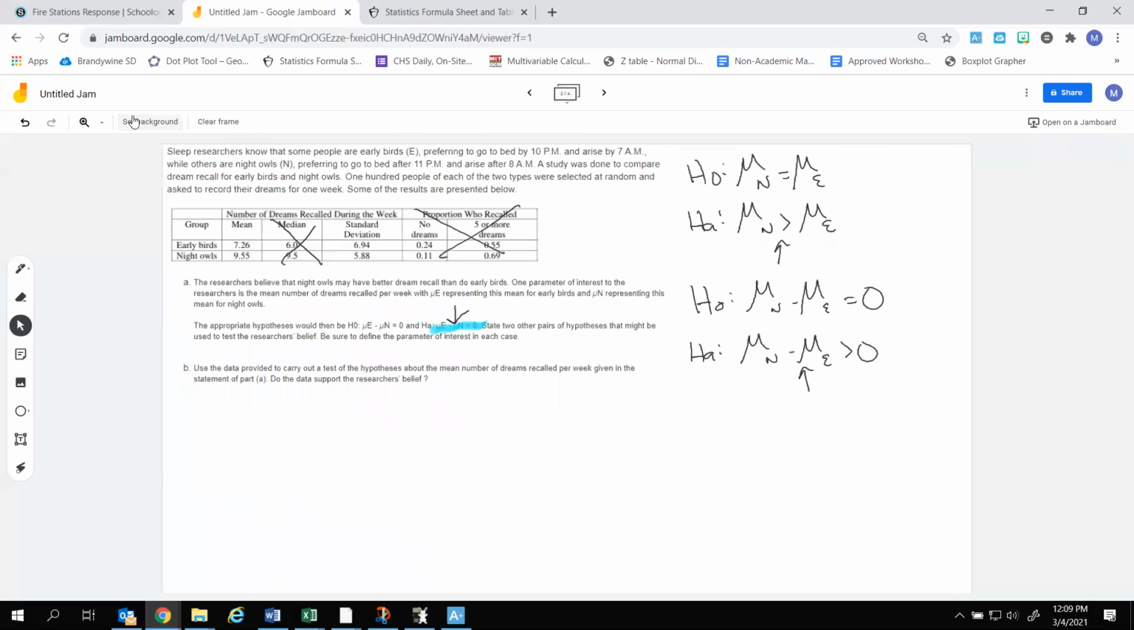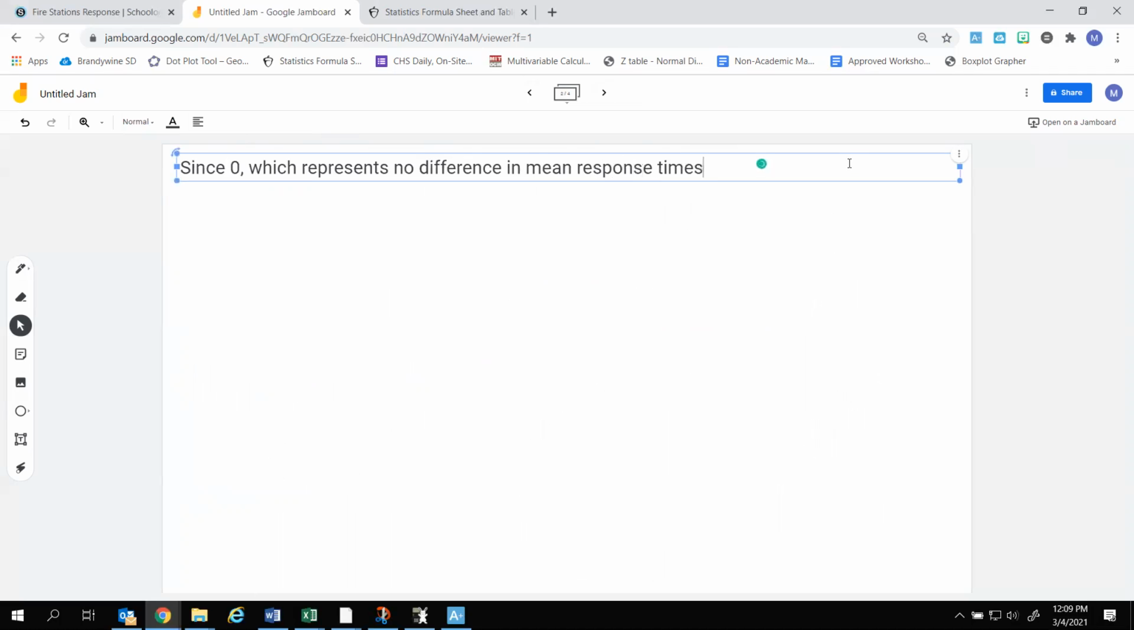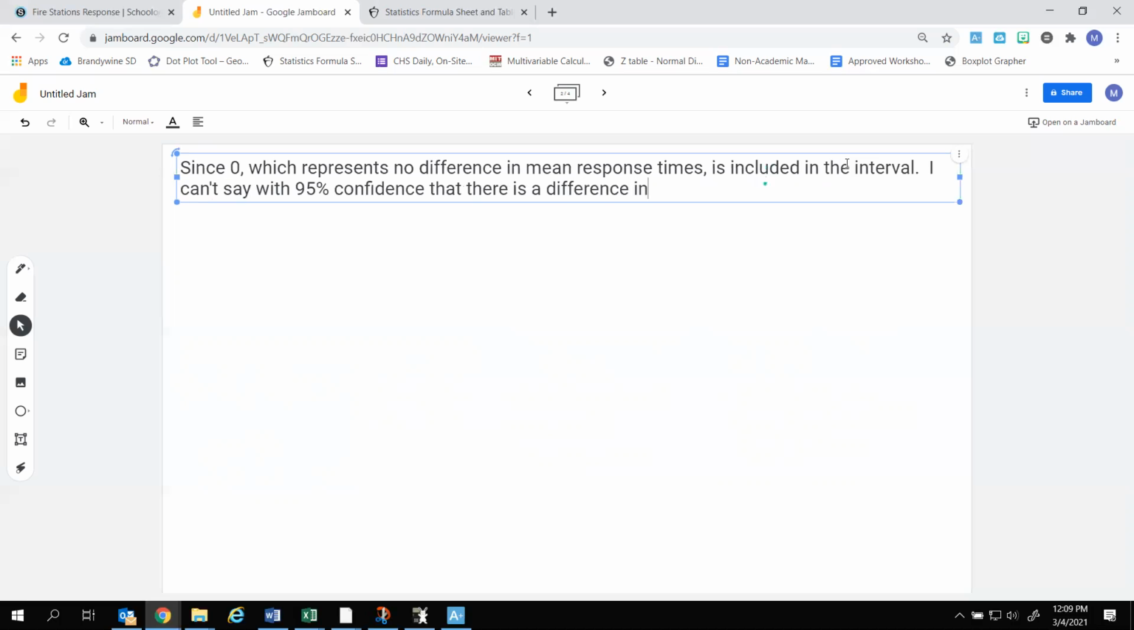So once again, just to write that out: since 0, which represents no difference in mean response times, is included in the interval, I can't say with 95% confidence that there is a difference in mean response time. Once again, I'm not saying that there's no difference. I'm just saying we can't claim anything.